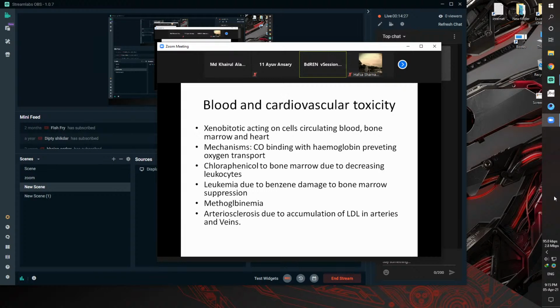Bone marrow, you know this bone marrow. Where is bone marrow located? You know this? Yes, sir. Okay, so it's located in the bone. So I see the blood cancer patient. They also have a problem in that.